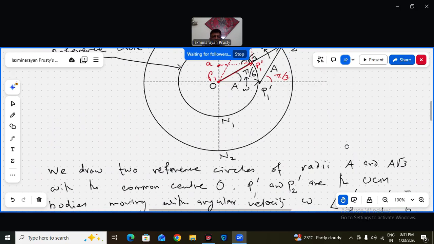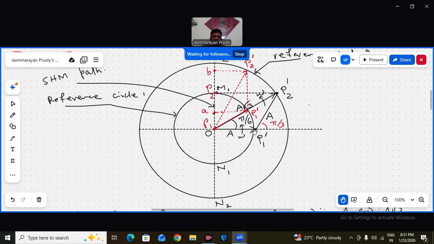So this is P1 dash, the UCM particle, UCM of circle 1, and P2 dash is UCM of circle 2. P1 is their projection, that is the actual SHM, that's P1, P2 written in red. So this had no phase. This must be pure, phase is equal to 0. So the first one is simply omega t, so its phase is 0. This is the first one, P1 dash position. P2 dash position has a 30 degree phase, pi by 6. So this is the P2.